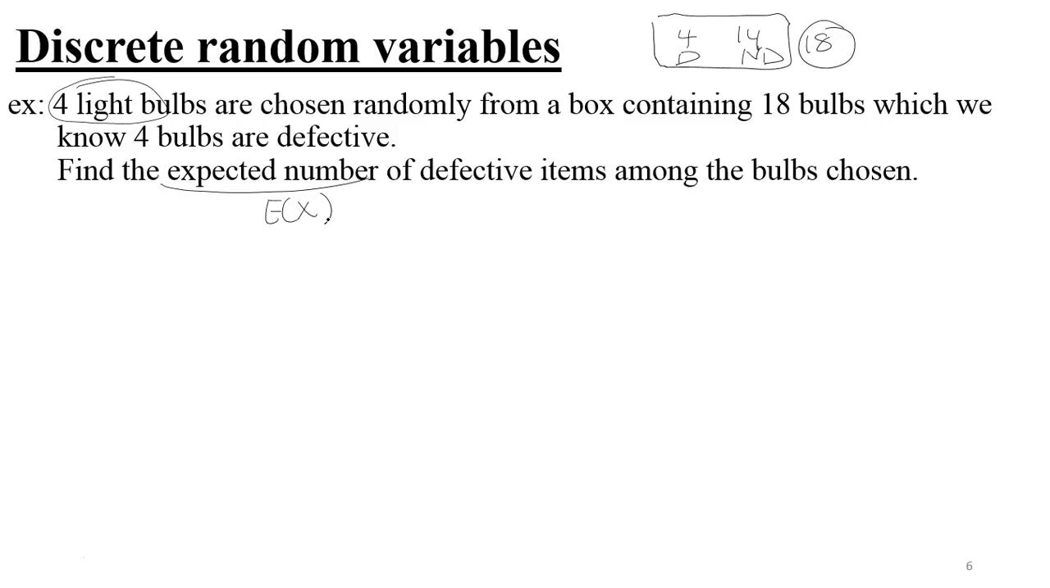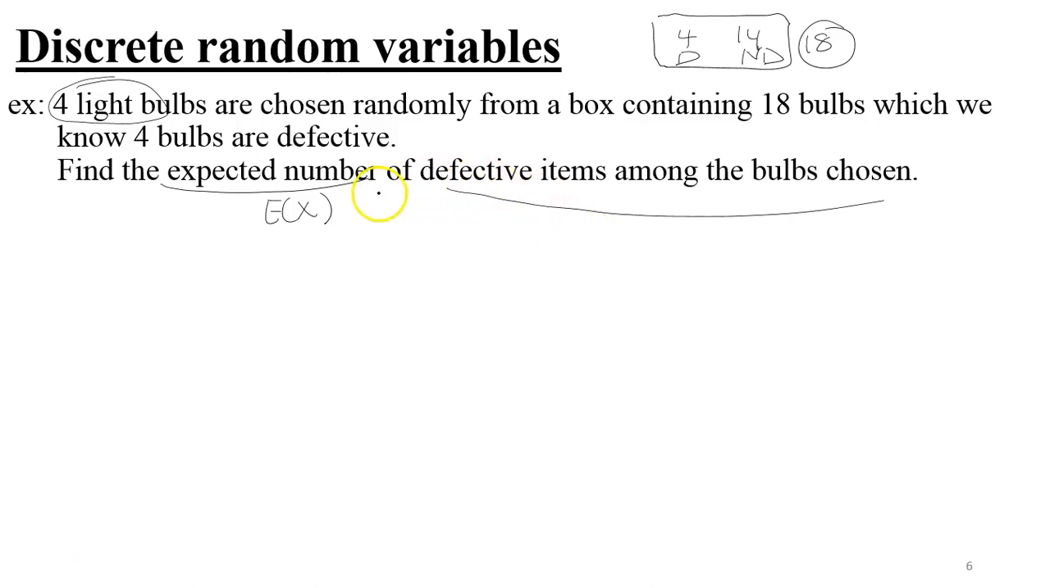So usually how you define your random variable really depends on your question. What are they really asking you to find the expected number of? They're asking you to find the expected number of the defective items among the ones that you are choosing randomly.